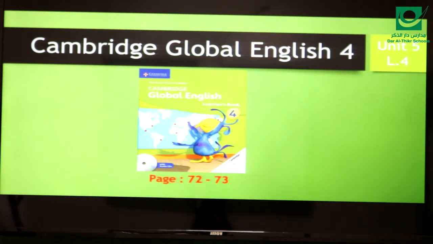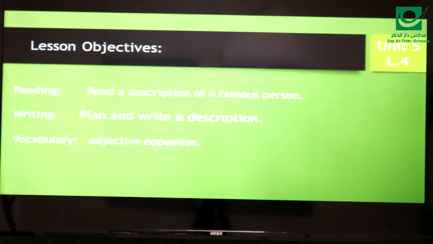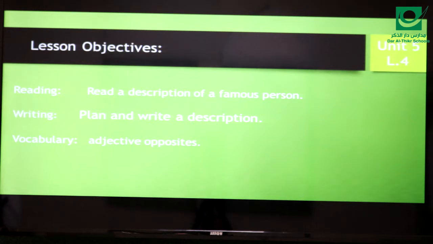So I'd like you to be ready with your learner's book on page 72 and 73. We are going to start lesson 4, part 1, of course. Today we're going to read a description about a famous person. If you have a famous person, try to talk about him. Also, we are going to plan and write a description of a person. And of course, we're going to study new words like adjective opposites.